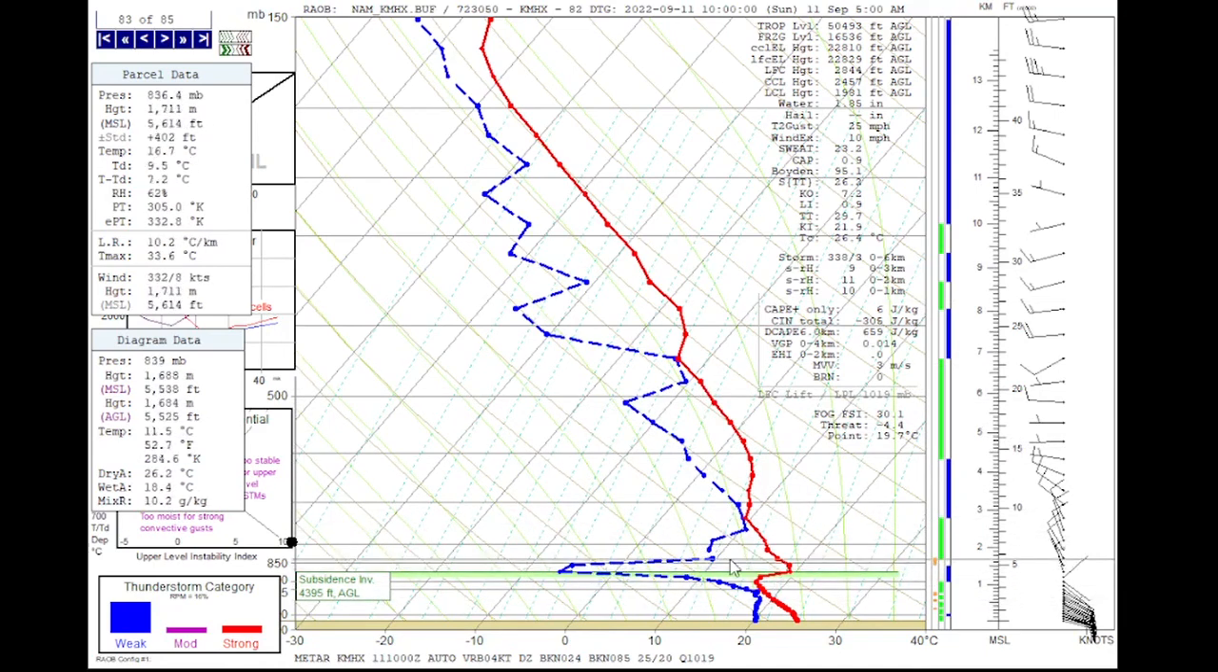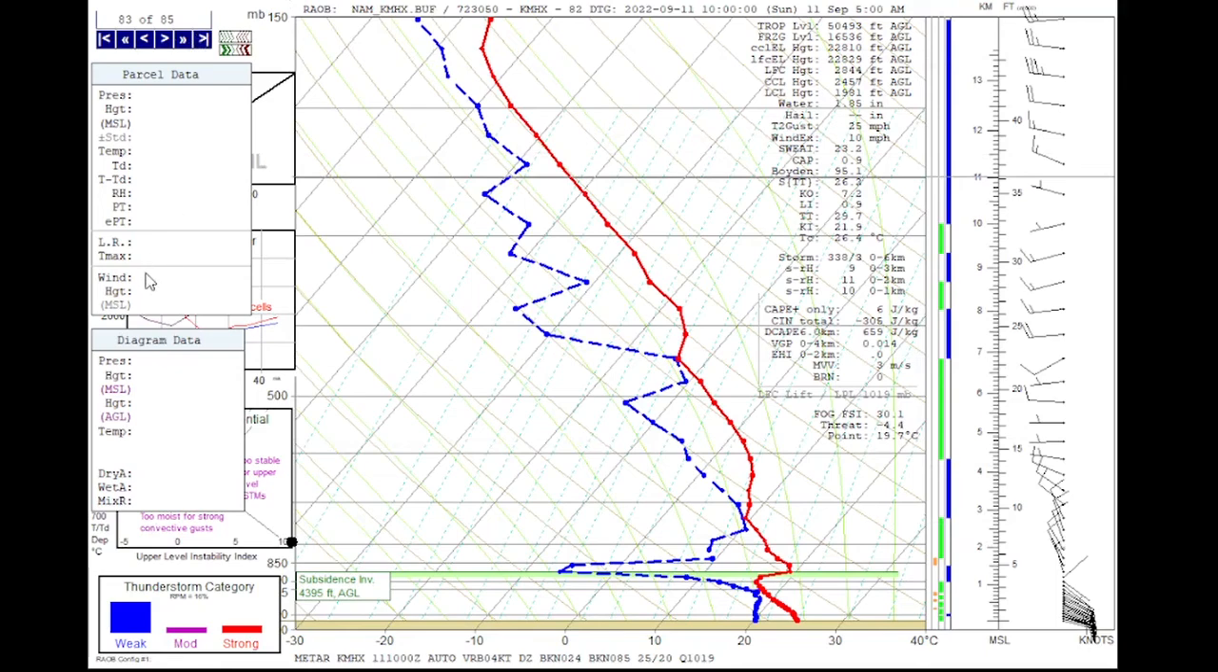Now when you see these things spread apart like that, you've got a subsidence inversion in place, but you've got a dry layer right above that. Anytime they start spreading out, you can count them as just dry layers. Now when they're close together, that's where you've got moisture.